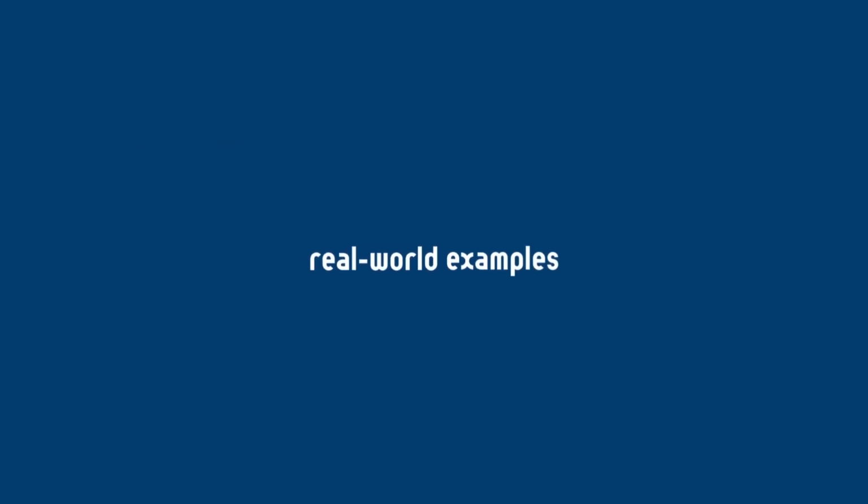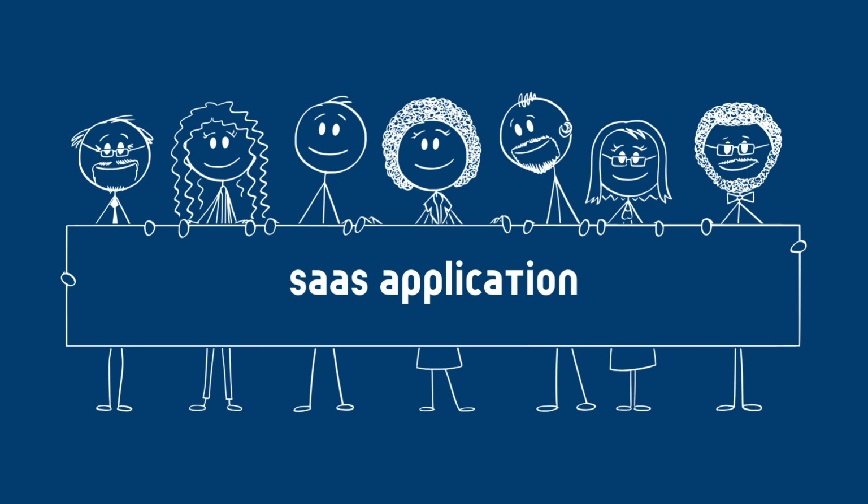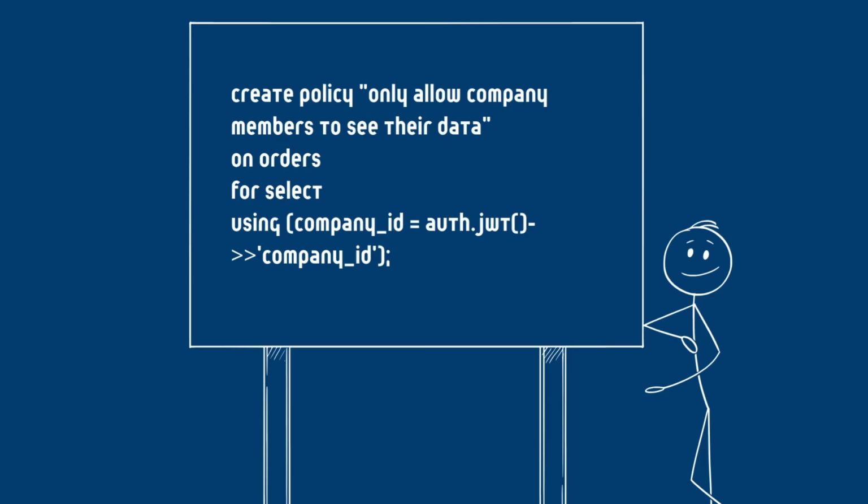Let's take some real-world examples. If you're building a SaaS application where different companies share the same database, RLS can ensure that each company's data is isolated like this. You create a policy that uses a select command, and then you specify using the company ID and using auth.jwt.